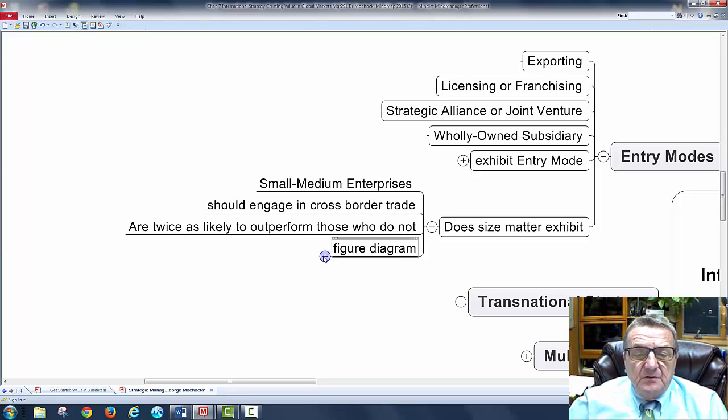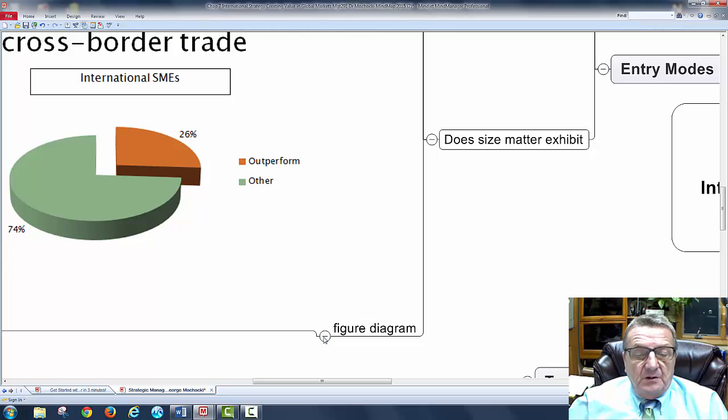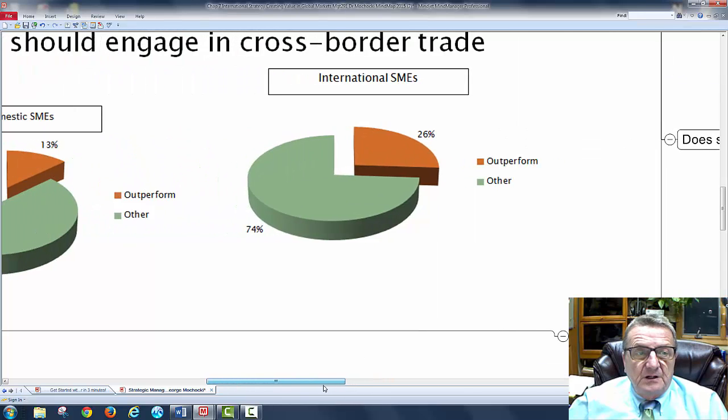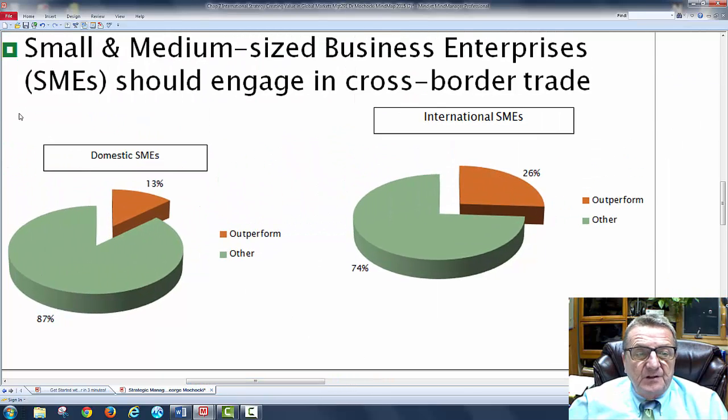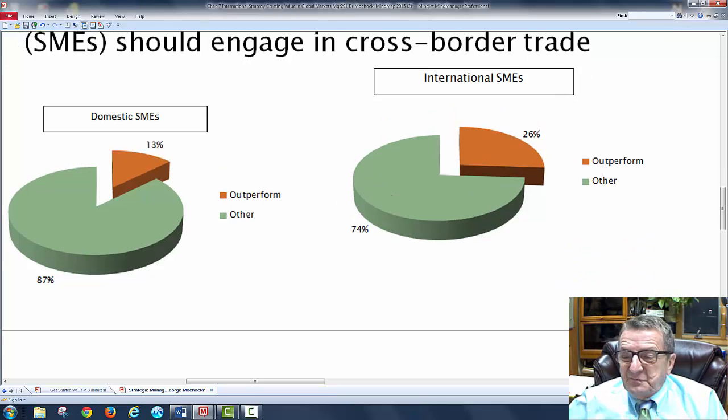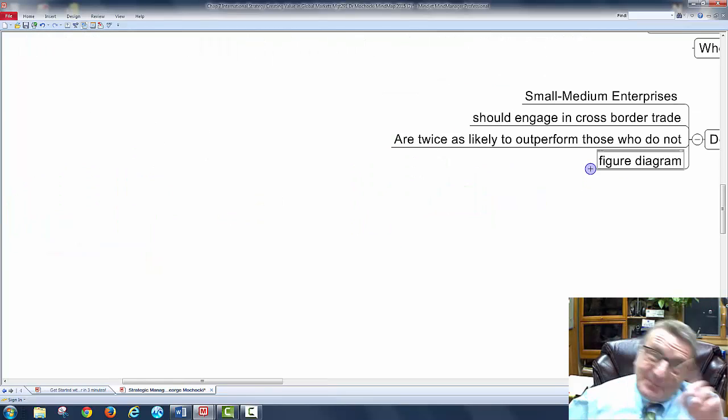And then this one here, when I look at the graph, should engage. If I'm looking at domestic, small and medium size enterprises outperform, 13%, 87%. International small business, 20. Look at the numbers. They outperform those who don't. Okay, so numbers don't lie. Okay, so we're pretty good on that.